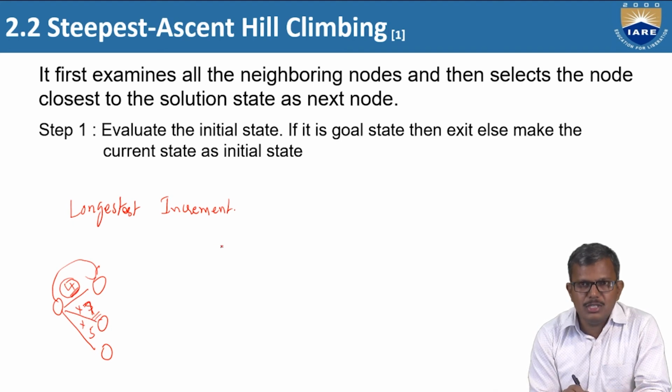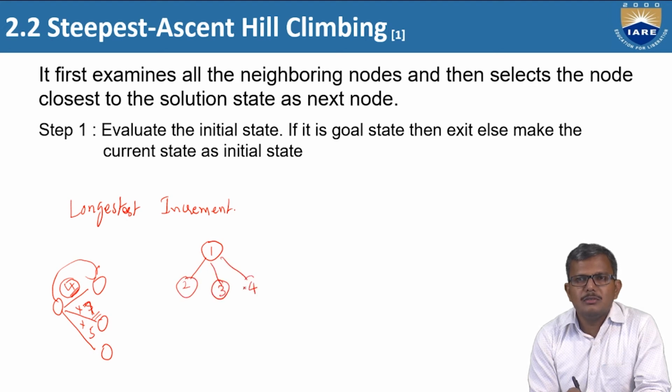How it will be, you see. For example, think that this is node 1. From node 1, again we are having node 2, node 3 and node 4. From node 3, again we are having node 5 and node 6.